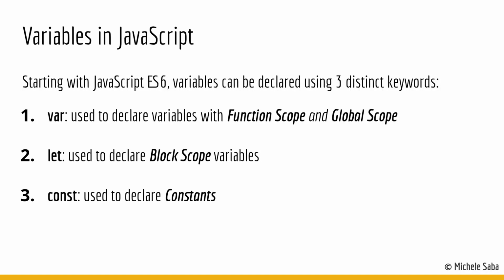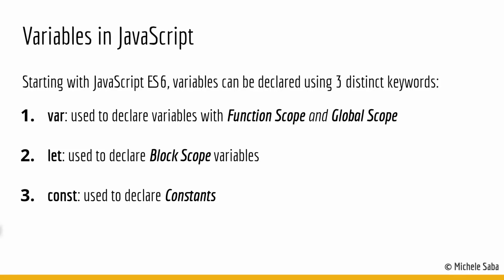However, the first big difference in declaring a variable in Python versus JavaScript is that in JavaScript you need to use a specific keyword to tell the language that you want to declare a variable. And so, starting with JavaScript ES6, meaning the JavaScript version following the ECMAScript 2015 standard, variables can be declared using three distinct keywords. The first keyword is var, and it is used to declare variables with function scope and global scope. The scope of a variable is of course the environment where we can actually access and use the content, the value stored in a variable.